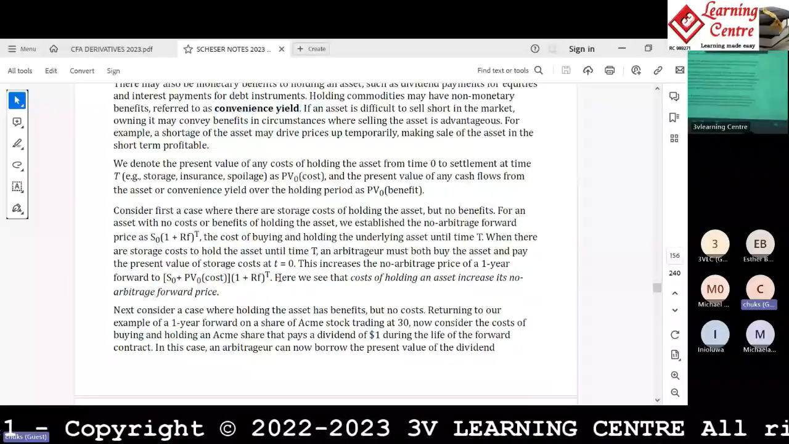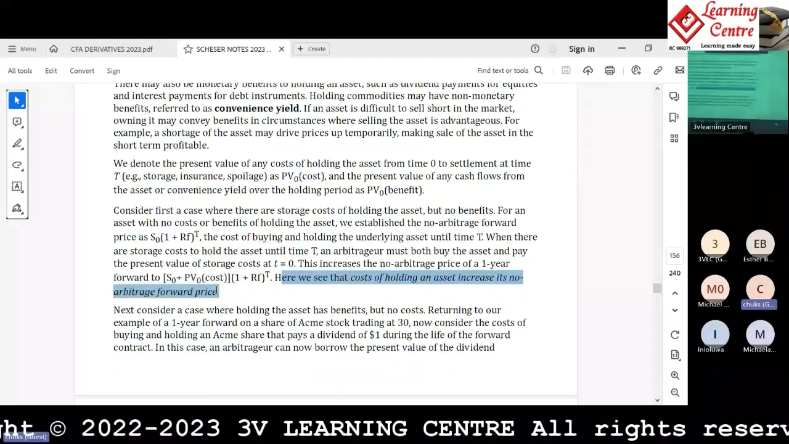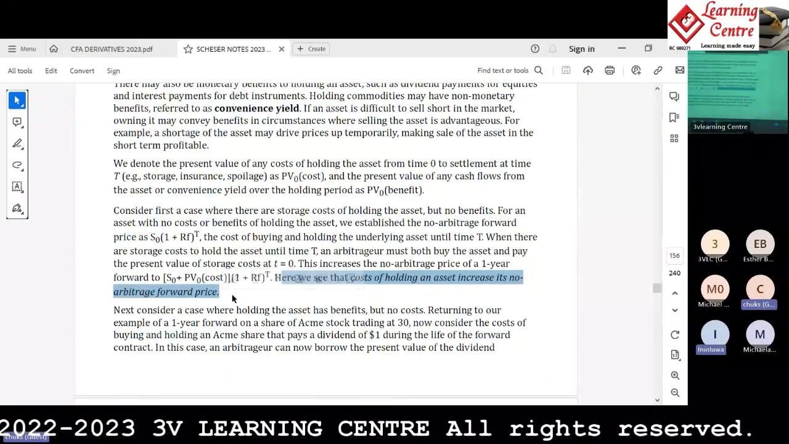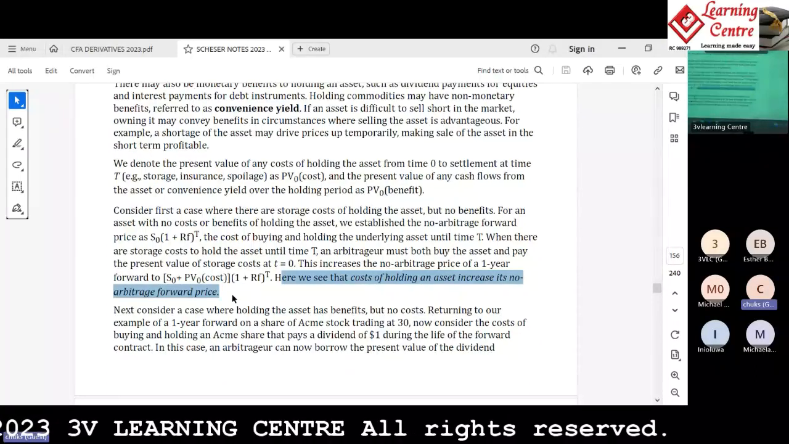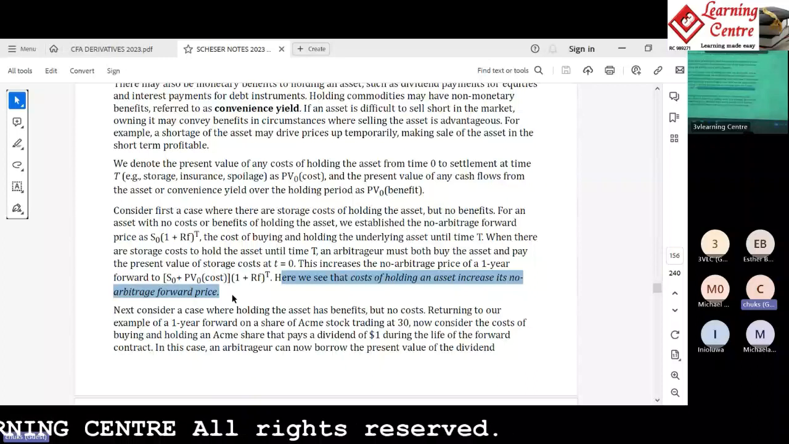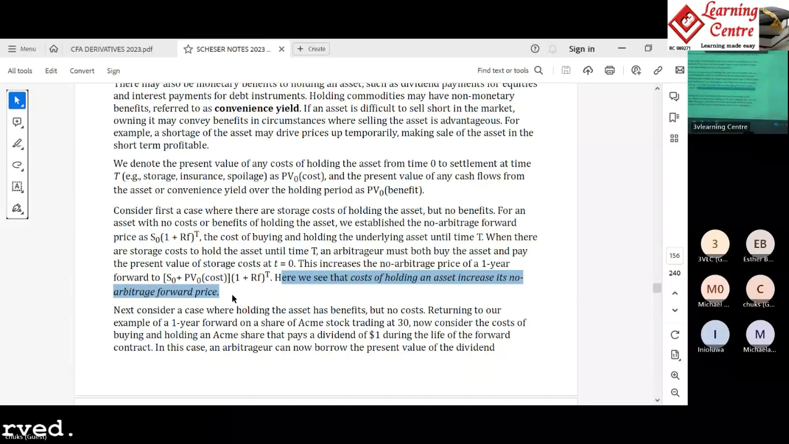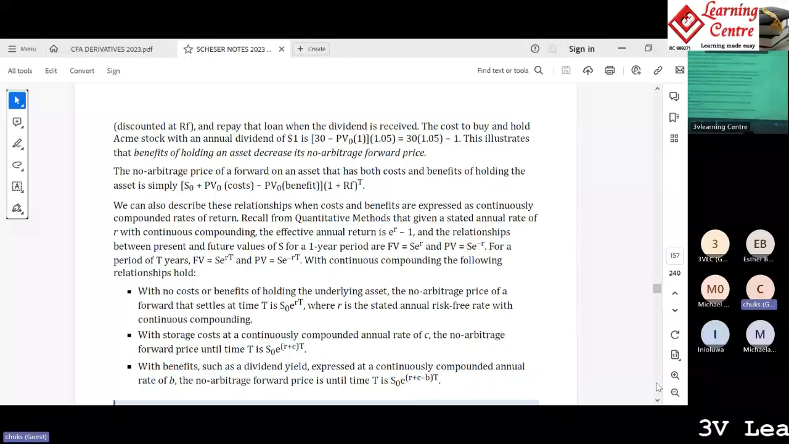okay, so here we see that the cost of holding an asset increases the no arbitrage forward price. This is the one I just explained to you using that example. Example of the landlord. Any money I've spent, I will want to regain it in the future. So meaning my forward price will be higher because I'm going to add the cost of holding the assets. Clear? Then for the benefits, it is the other way around.